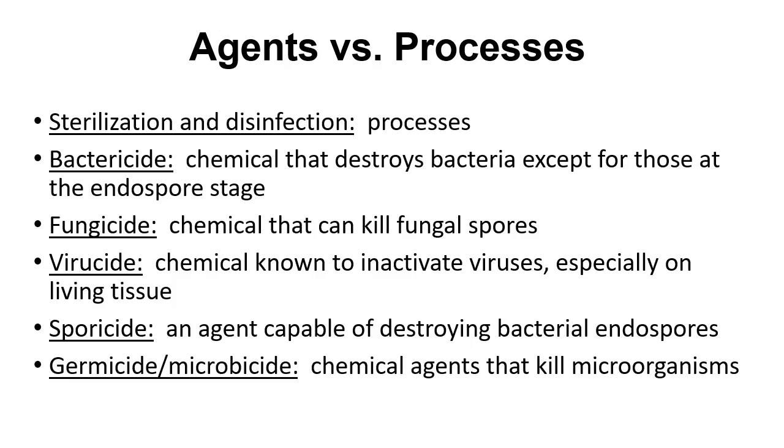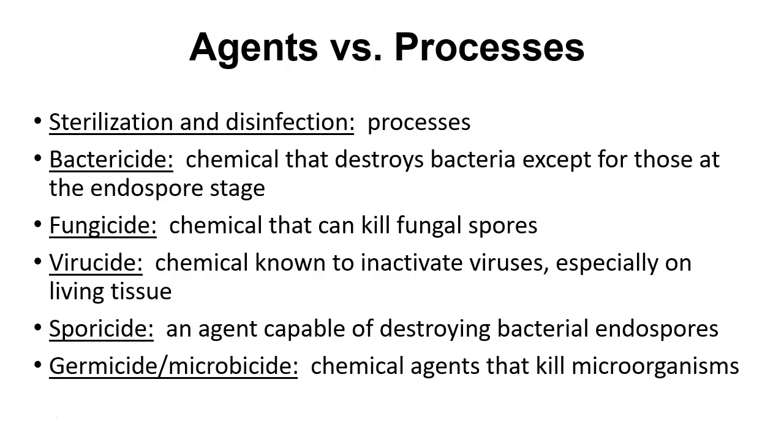Agents versus processes. Processes are sterilization and disinfection. Agents are what we use in the processes of sterilization and disinfection. Bactericides are chemicals that destroy bacteria except for those that are in an endospore stage. Fungicides kill fungal spores. Virucides inactivate viruses. Remember, viruses are either considered active or inactive. So we are trying to inactivate the viruses. That's what a virucide does. And a sporicide is capable of destroying an endospore.